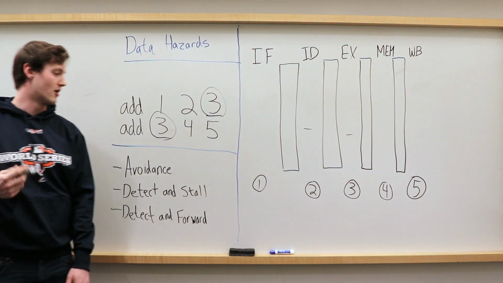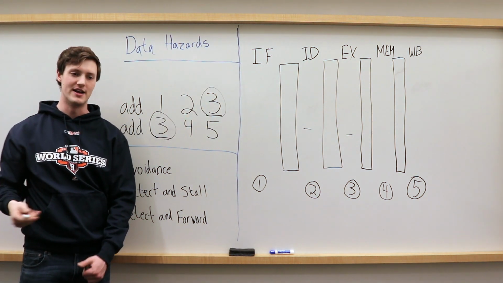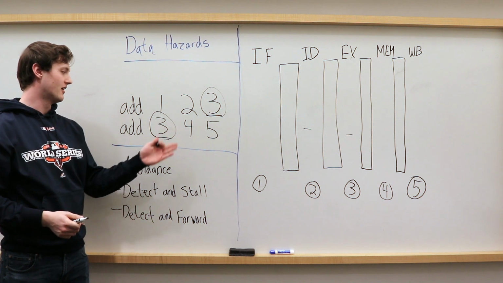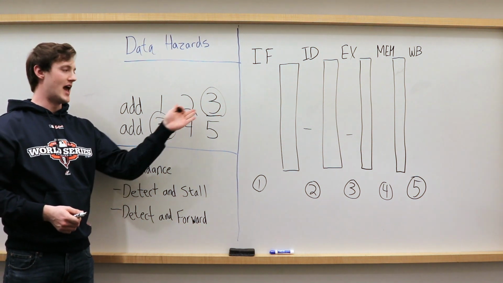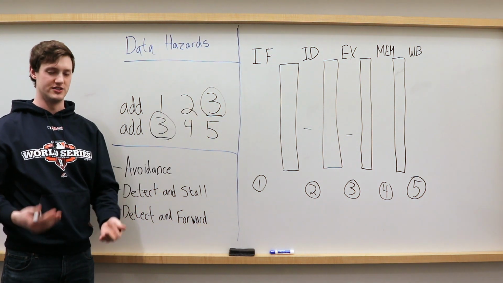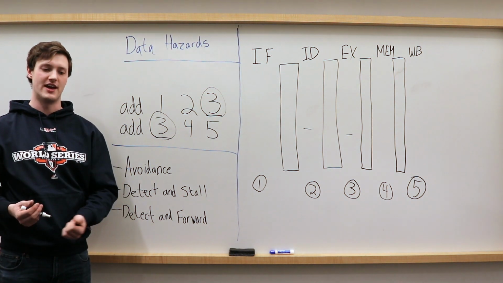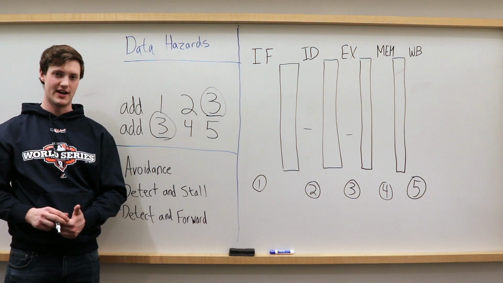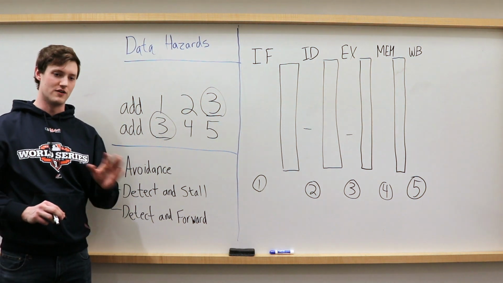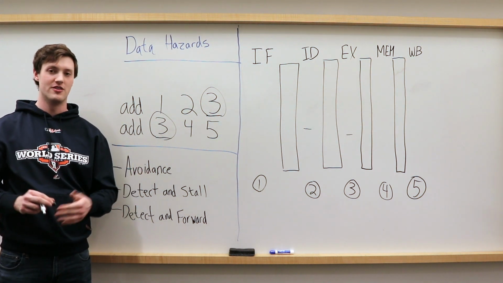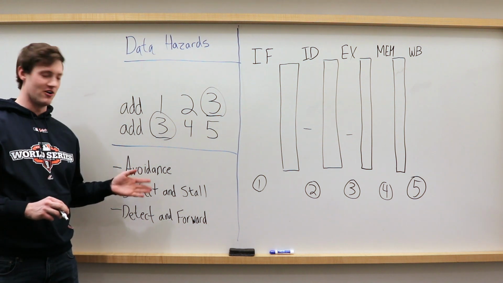And that's called a RAW dependency, or a read after write data hazard, because here we're trying to read a register after we just wrote to it, and that's what causes these problems. And so there are a few techniques that you can use to handle these data hazards. So let's walk through the most simple example, and that is called avoidance.